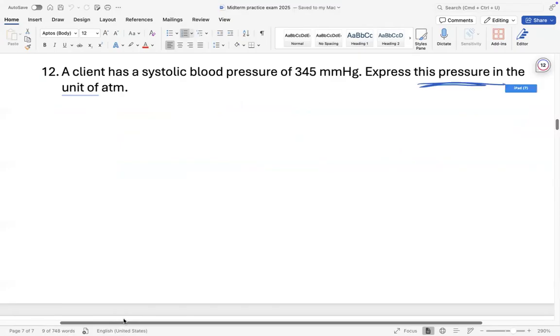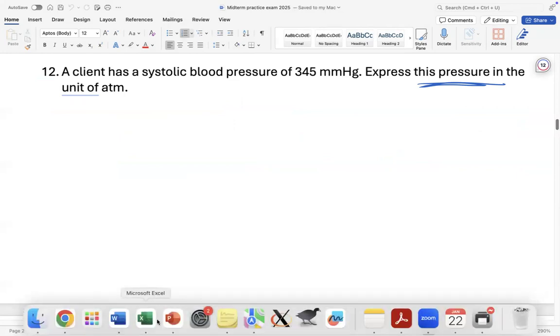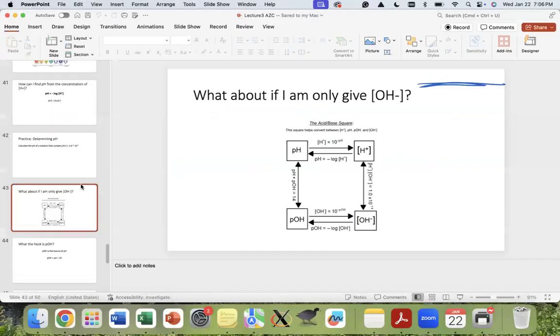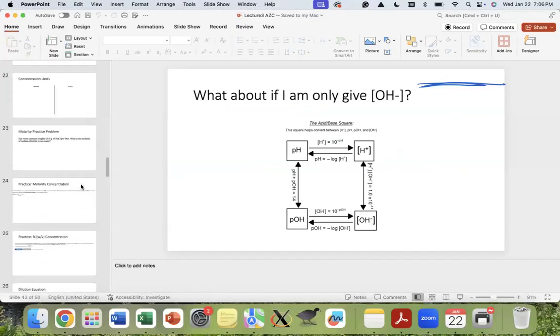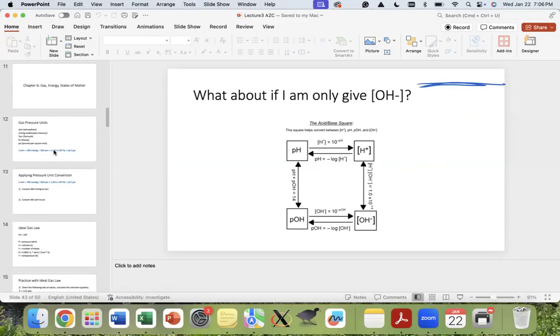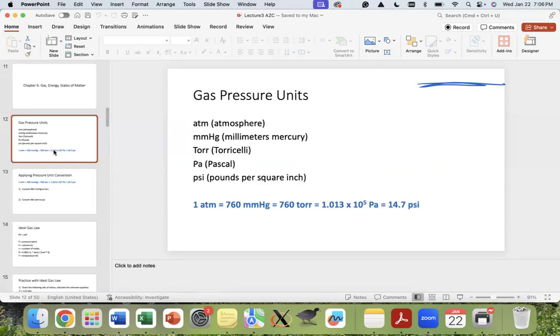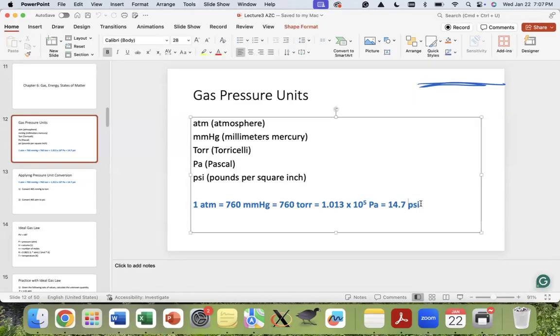All right, so there's a bunch of different units for pressure. If you remember, I showed you this whole line where it was like 1 atmosphere equals this equals this. And so this would be on your reference sheet. Let me see if I can go find it in the lecture. Here it is. All right, so 1 atmosphere equals 760 millimeters mercury equals 760 torr, and so on. So this line will be on your reference sheet. You just need to know how to use it.